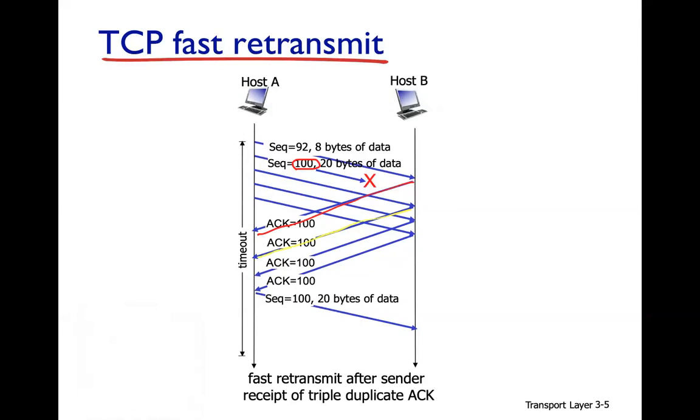Yellow line 1, yellow line 2, yellow line 3 are the duplications. So I have 3 duplicates. These 3 duplications indicate that in this case, probably host B cannot receive this segment, and this segment is lost in the network. So I will retransmit instead of waiting for this long timeout. Okay, I can do retransmission.